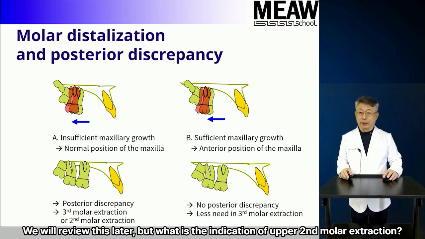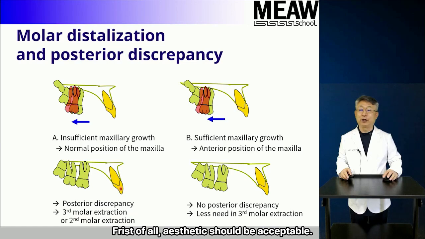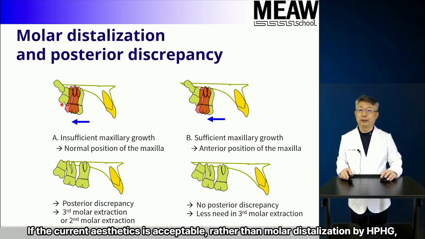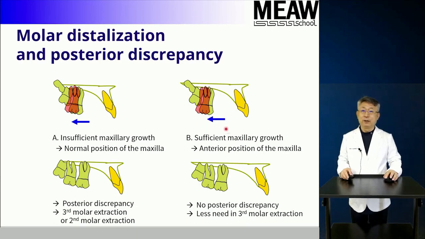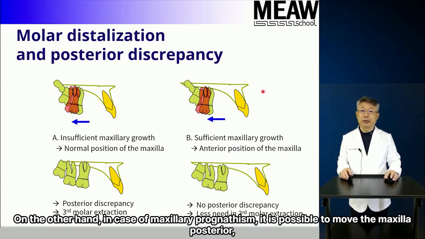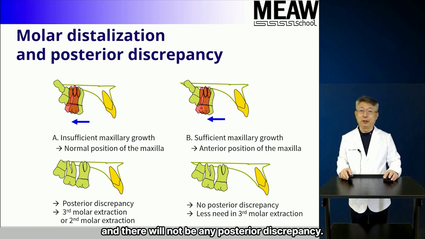We will review this later, but what is the indication of upper second molar extraction? First of all, aesthetics should be acceptable. If the current aesthetics is acceptable, rather than molar distalization by HPHG, it is much easier to extract the upper second molars and move the upper first molars posteriorly into the extraction space. On the other hand, in case of maxillary prognathism, it is possible to move the maxilla posteriorly, and there will not be any posterior discrepancy.